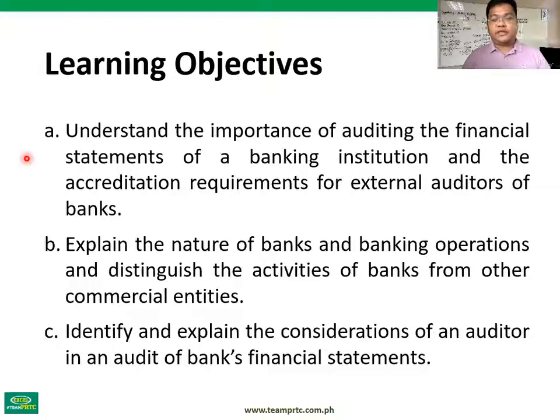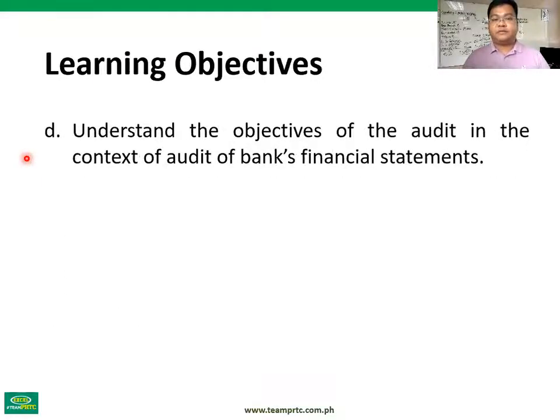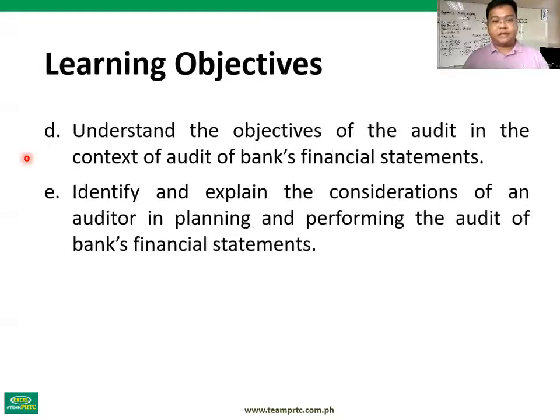Next is to identify and explain the considerations of an auditor in an audit of bank statements. In this particular part, we will discuss the general considerations of the auditor, and then later on, we will discuss the objectives of the audit in the context of the audit of banks' financial statements. And finally, similar to learning objective letter C, but in this part, we will identify and explain the considerations of the auditor when it comes to planning and performing the audit of banks' financial statements. This will be more specific compared to the general considerations that we will lay down in learning objective letter C.